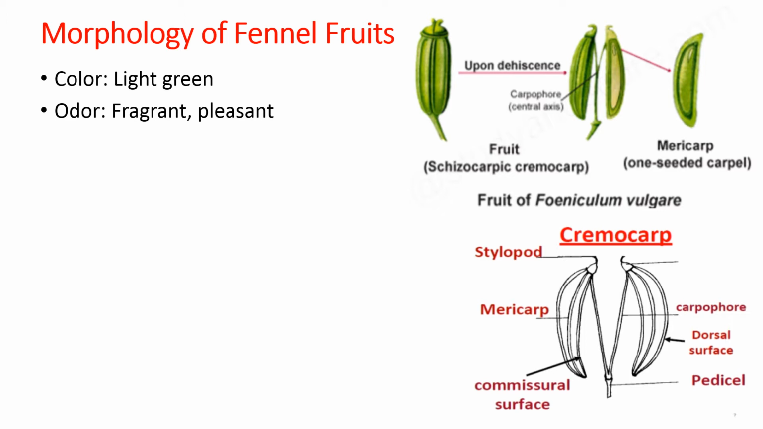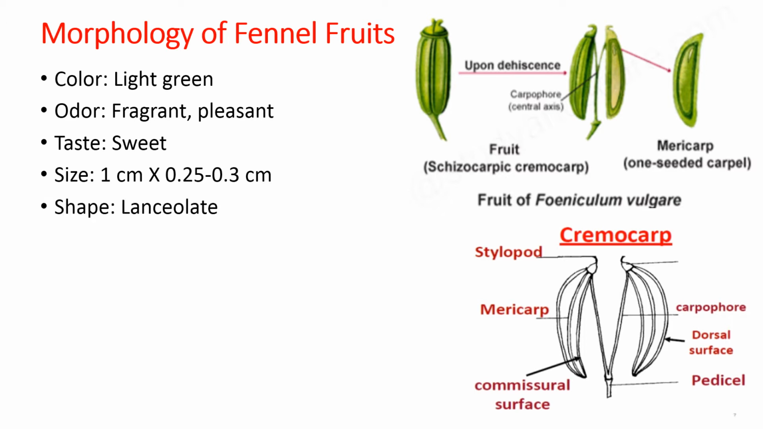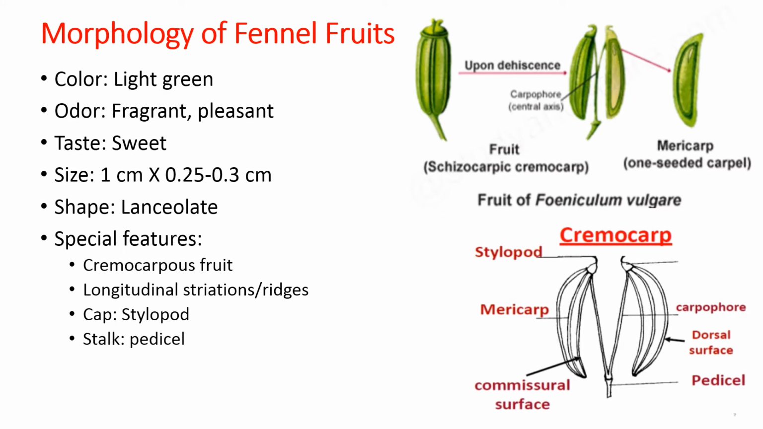Externally, it is light green in color and has a pleasant and aromatic fragrance, sweeter to taste, and the size ranges from 0.5 to 3 centimeter. The shape is lanceolate, slightly oblong, and the major special feature is that the fruit itself is a cremocarpus and has longitudinal ridges.